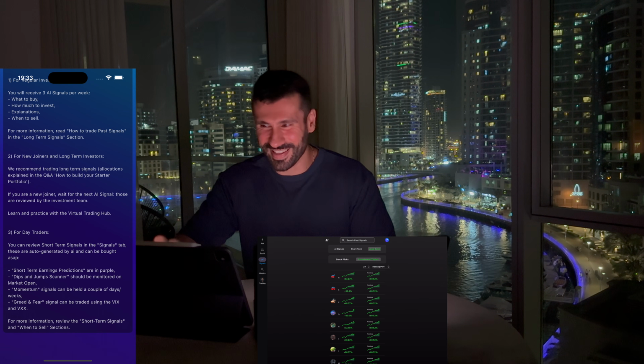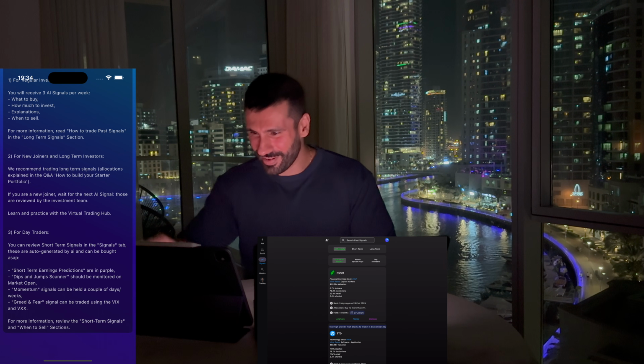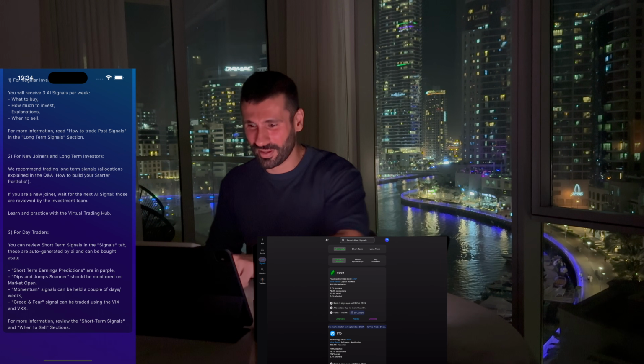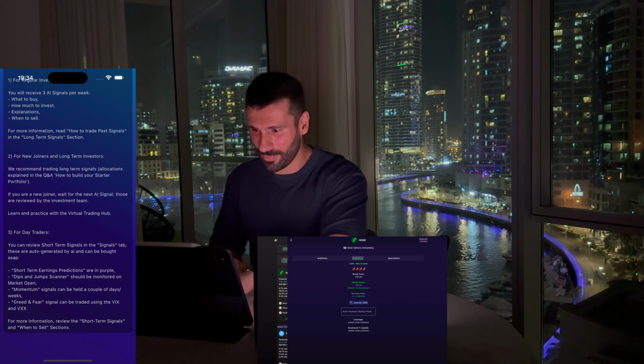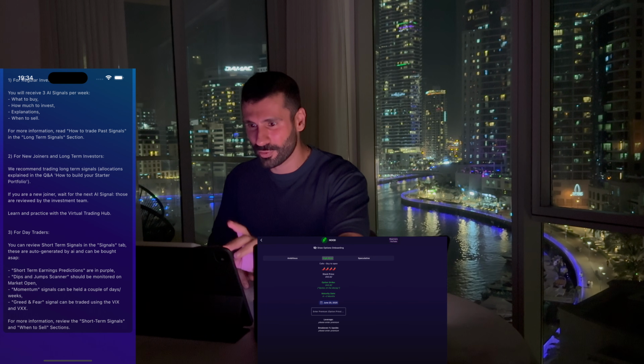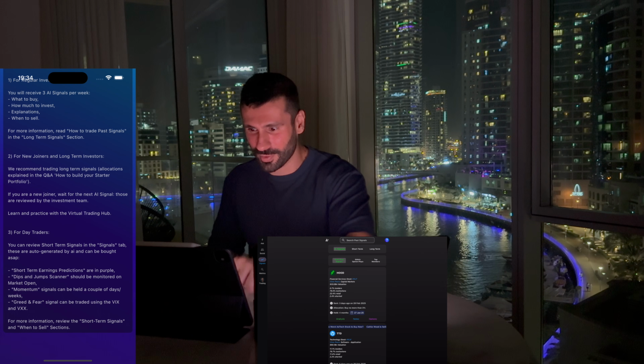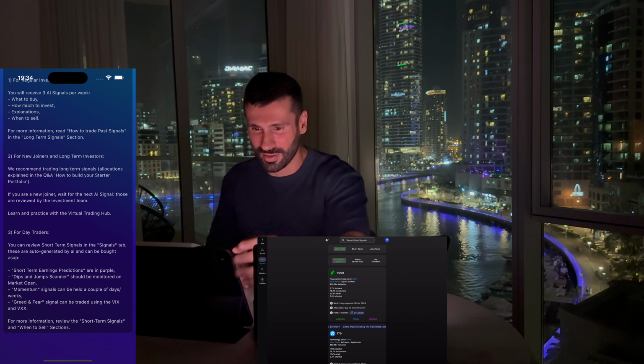It looks nicer like this. And you have your signals, okay? And then here you have stocks and options, and you can buy everything. You can just tap for options. It doesn't look that nice on iPad. I use it, everyone uses it on the phone, but anyways.